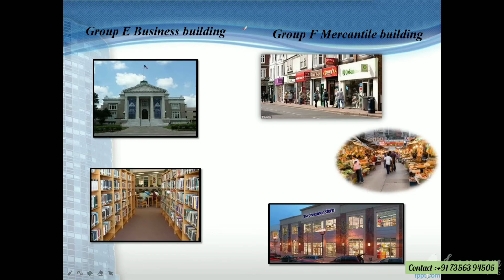Then group E, business building. So these buildings are used for professional purposes like keeping the accounts and the records of certain companies or a firm, or professional establishments like service facilities, which will come under this category. Then group F, mercantile building. Mercantile buildings are like wholesale or retail shops or grocery, which will come under this category.